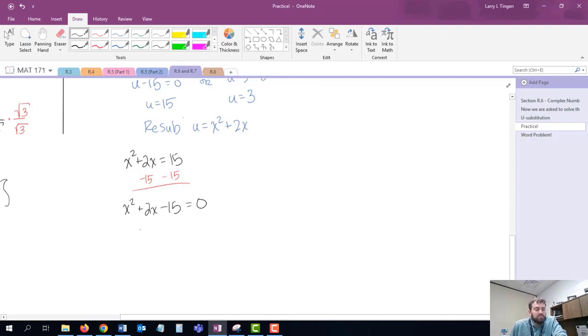x squared plus 2x minus 15 equals 0. Does this factor? Two things multiply to negative 15 and add to 2. It does. Okay, and those factors are what? Well, plus 5 and minus 3.